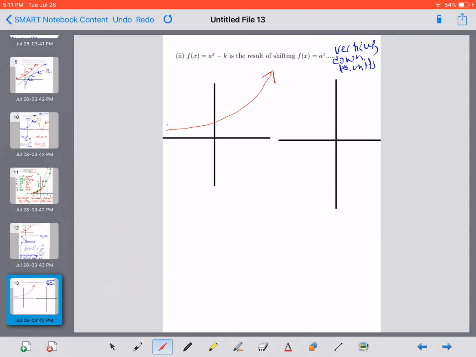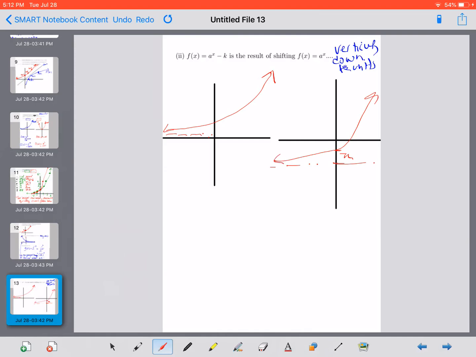Alright, so if this is a graph of a to the x, this is a graph we started with. We've got this horizontal asymptote at 0. Then shifting it down k units is going to bring you down to k, or negative k, I suppose, down here. And your asymptote will shift down here. Okay, so now your graph will look like this.